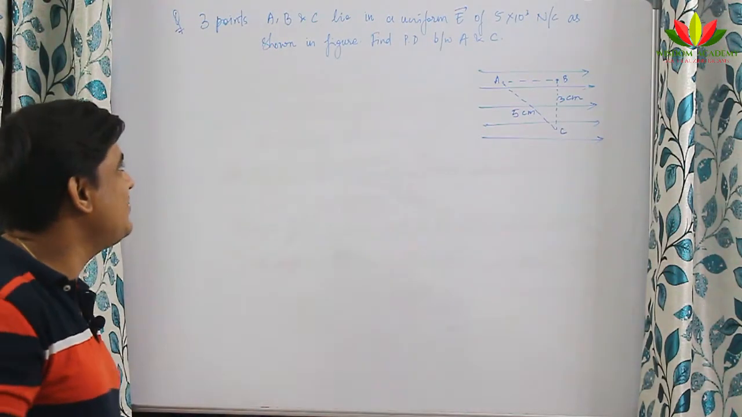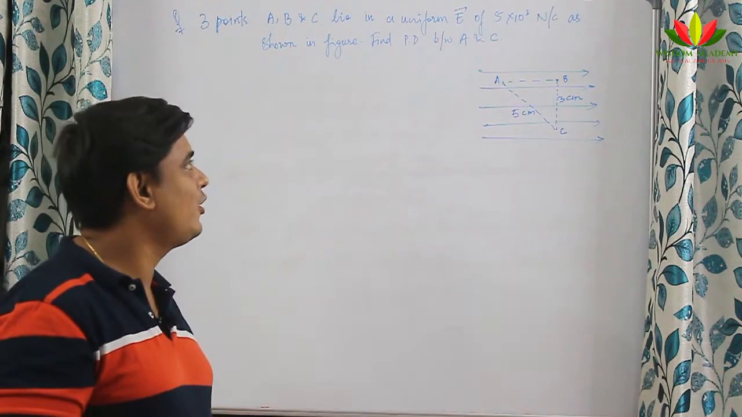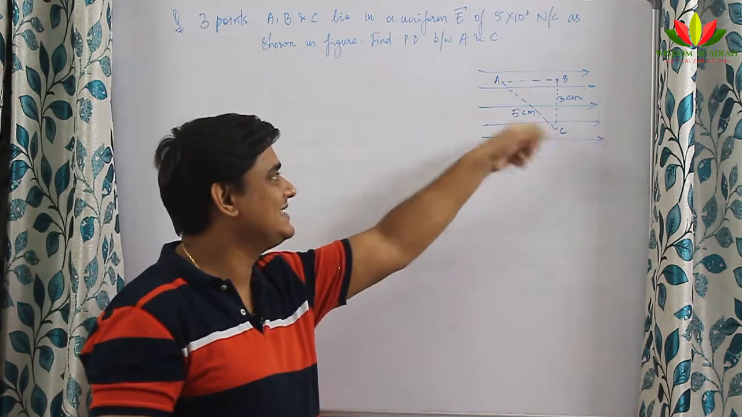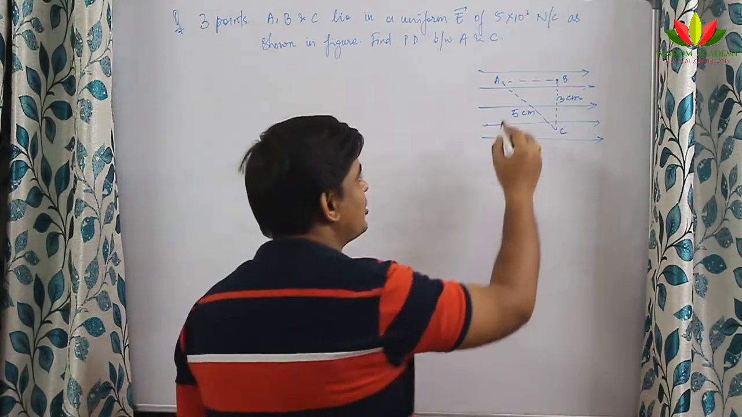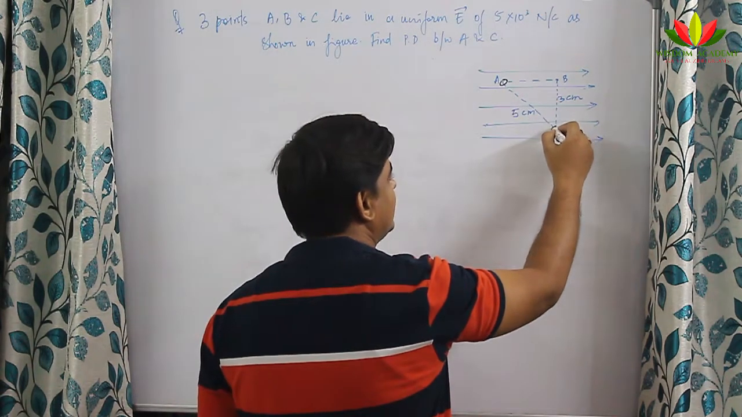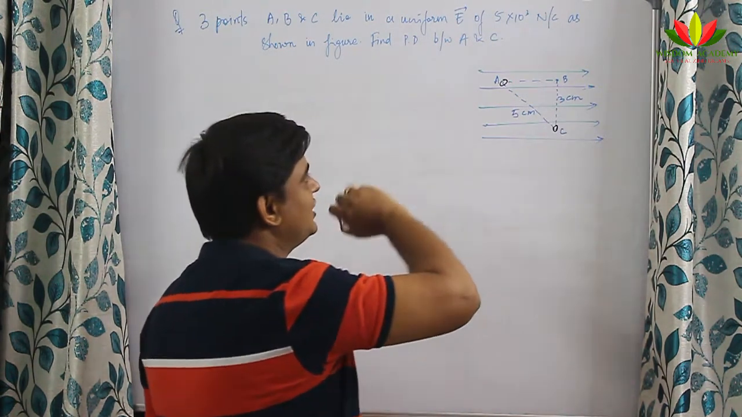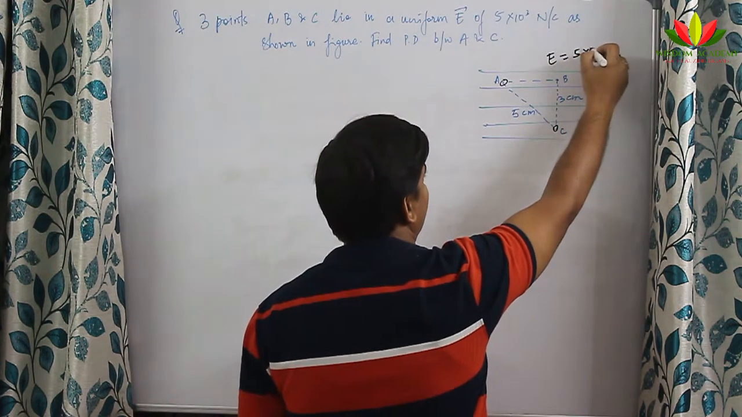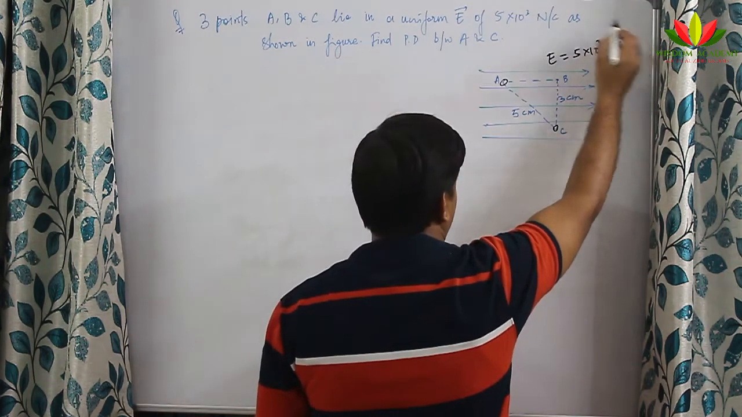Three points A, B and C lie in a uniform electric field of 5 into 10 to the power 3 newton per coulomb, as shown in the figure. Find the potential difference between A and C. So you want to find the potential difference between A and C for this condition where the electric field is uniform and is given as 5 into 10 to the power 3 newton per coulomb.